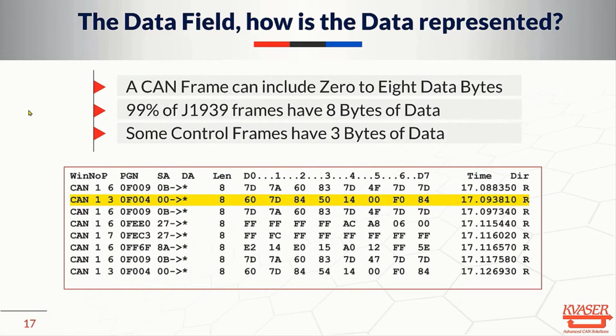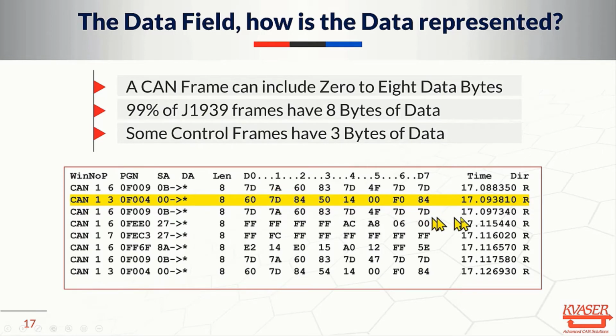Okay, so here we have another fairly random J1939 data stream. I've highlighted one particular frame. We know how to take the PGN apart, the F004. We know how to get the source address and the destination address, which is global here. We know how to get the priority, which is 3 here. It's got a data length code of 8. And there's the data, and there's a timestamp.